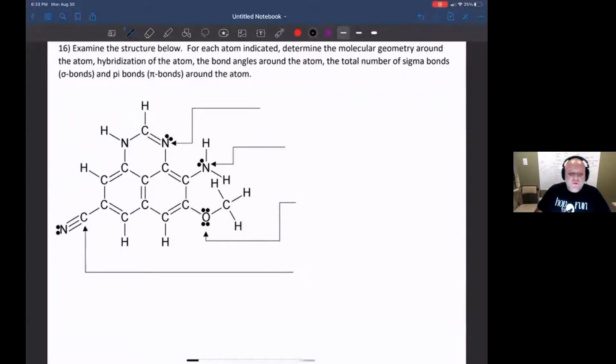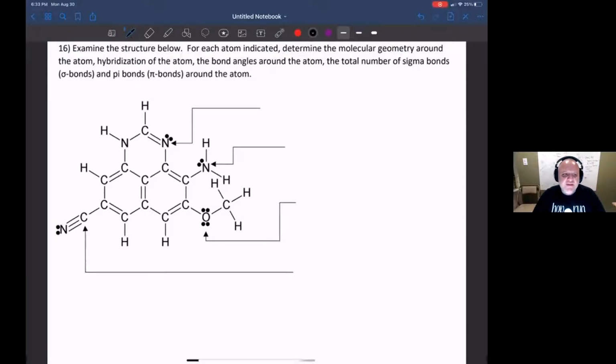All right, so here's a question that gives you a Lewis structure, and it says, I want you to determine the hybridization of the atom, the molecular geometry, the bond angles around that atom, and the number of sigma and pi bonds around this particular atom. So it really means that not only do you have to draw Lewis structures, you have to be able to look at them and examine them and figure out what's going on. If you have a lot of practice with Lewis structures, this should be pretty straightforward, but we do want to show you a different way of looking at things.